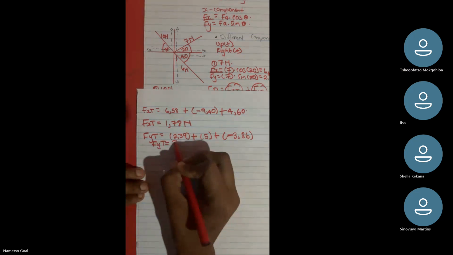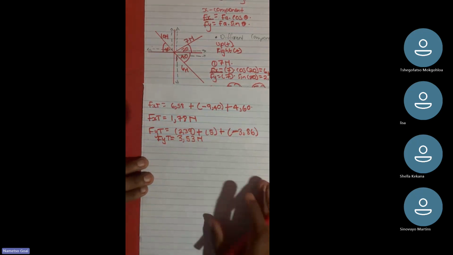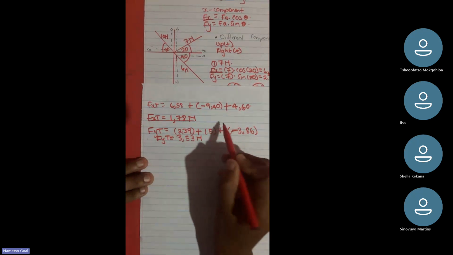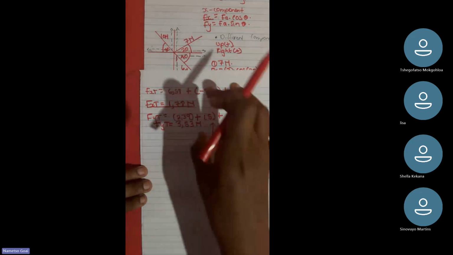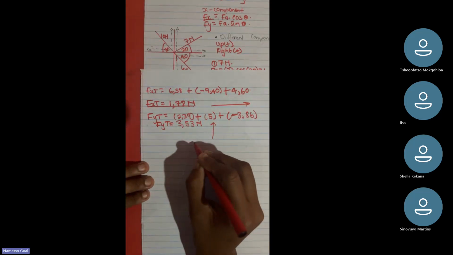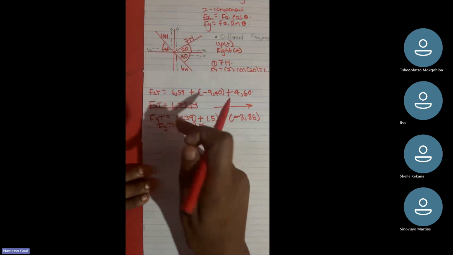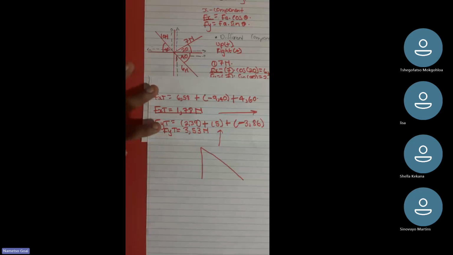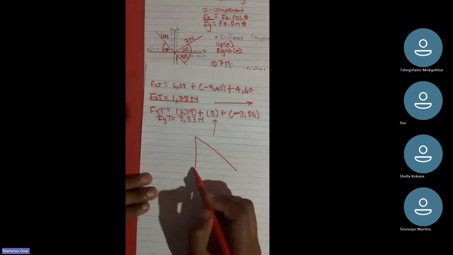3,53 Newton. So fine. Now we have our X component and we also have our Y component. We can just draw our triangle in order to be able to find FR. Because as much as we have FXT and FYT, these are not our FR magnitudes. It's just the X component and the Y component of the FR, right?